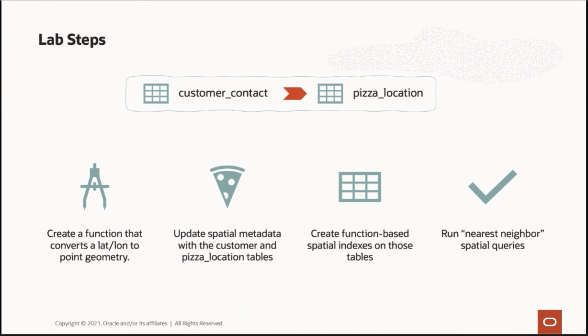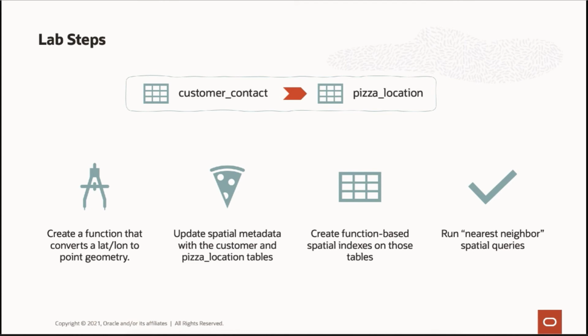So what you will be doing in this lab is as follows. You're going to be working with the customer contact table and the pizza location table. Each of those includes coordinates. You're going to begin by creating a function that converts those coordinates into a geometry, just a general purpose function. You will then create some standard spatial metadata for each of those tables, metadata that's required of tables that have spatial data that's used for spatial operations in the database.